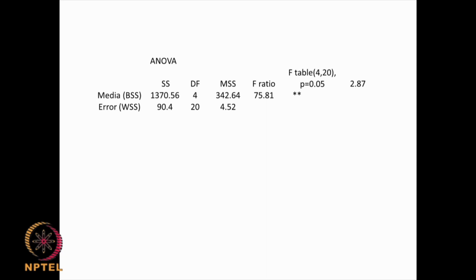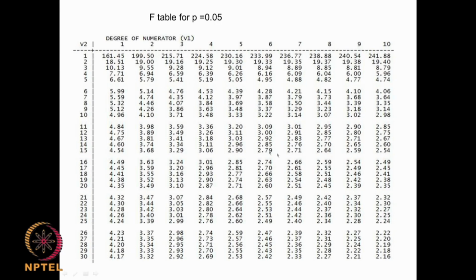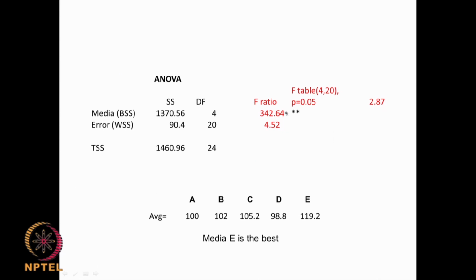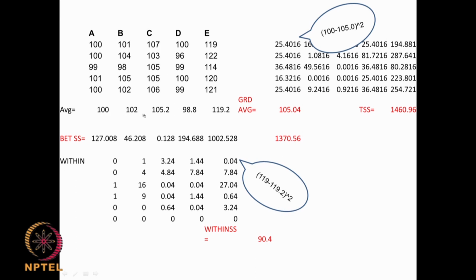Okay. Then how do you calculate the F ratio? You take the mean of this divided by the mean of this. So, we get the F ratio. Do you understand? So, that way the F value is much larger than the table F value. Okay, 2.87 is the table value for 4 and 20 degrees of freedom, whereas we calculated 342.6. So, we can reject the null hypothesis. So, if you look at the media average, the E gives you the highest.